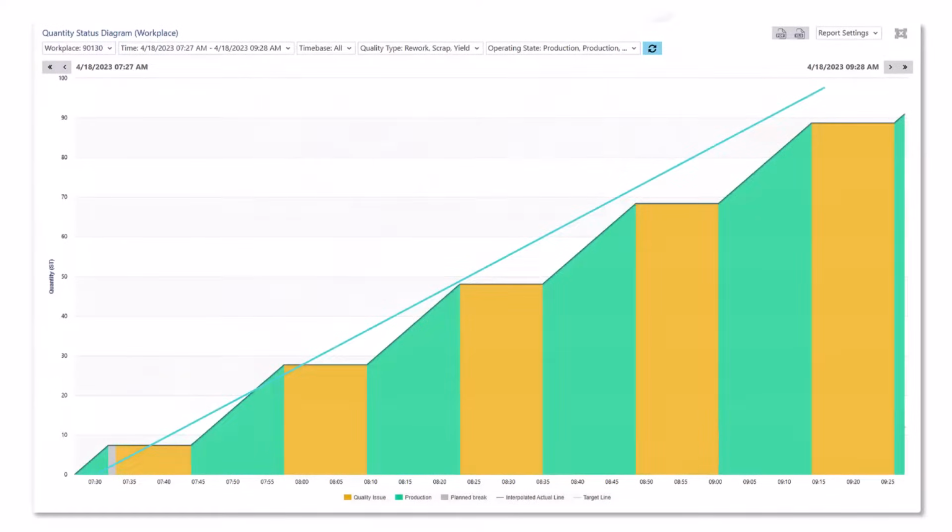The quantity status diagram, for example, compares the produced quantity with the target quantity and also includes the machine status, related to the workplace or even to a group of workplaces. So you can see at a glance whether you're on schedule or not and whether you can deliver on time.